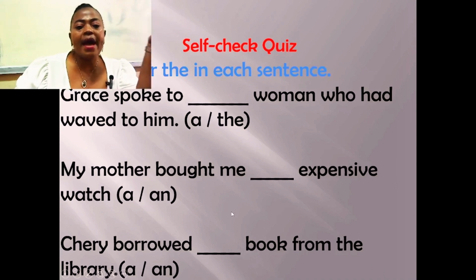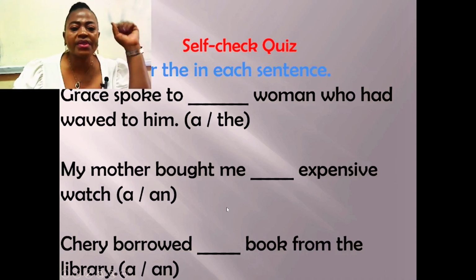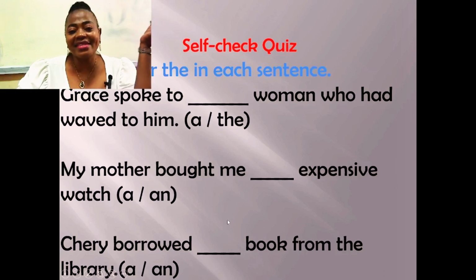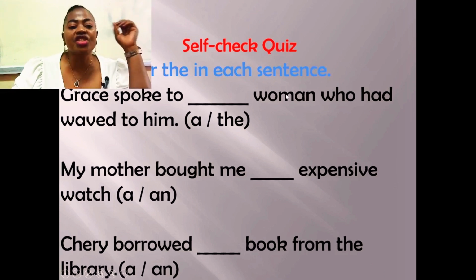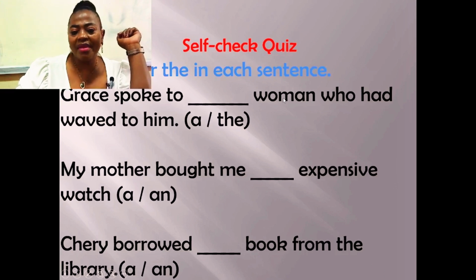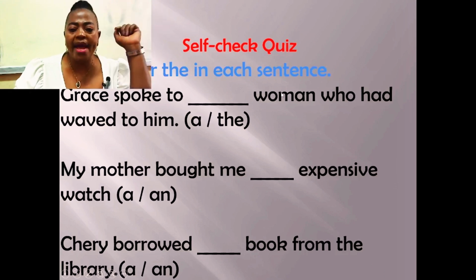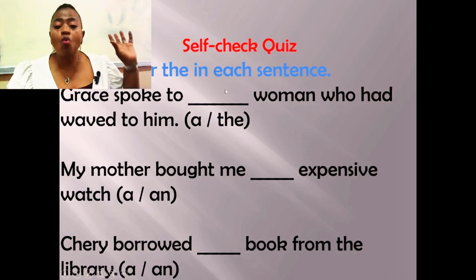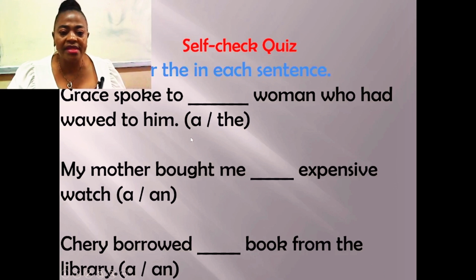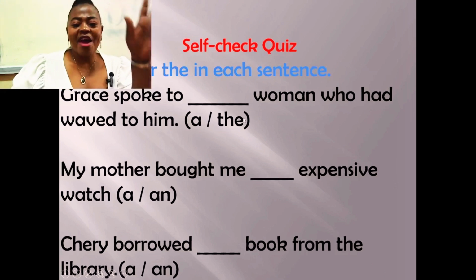Now that we have learned about articles, let's try to do a little exercise, a self-check quiz. Now use a, an, or the in each sentence. Now it's your turn to practice. Number 1. Grace spoke to blank woman who had waved to him. To her, sorry. Grace spoke to the blank woman who had waved to her. It's supposed to be her, not him. Sorry for that typing error. So you're supposed to use a or the. I'll give you 5 seconds.